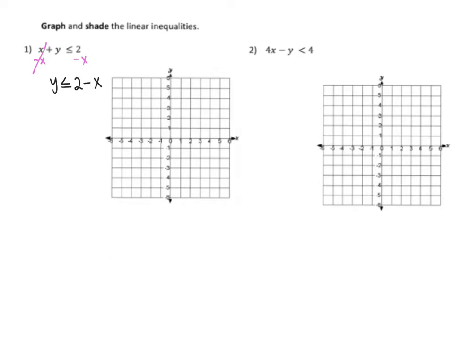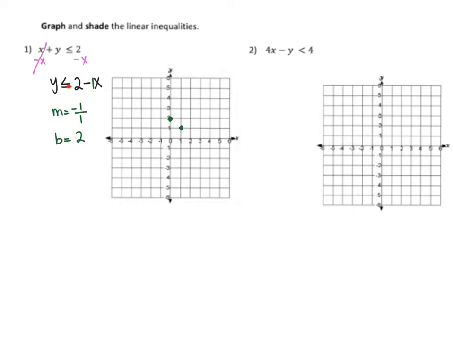Now I can see that my slope looks like negative 1 over 1, and my y-intercept, or my b, is 2. So that tells me, if I want to graph this line, I can use my y-intercept, which is at 2, so it'd be right here. Let me plot that. And then my slope says negative 1 over 1, so I have to go down 1 and to the right 1 and then plot.